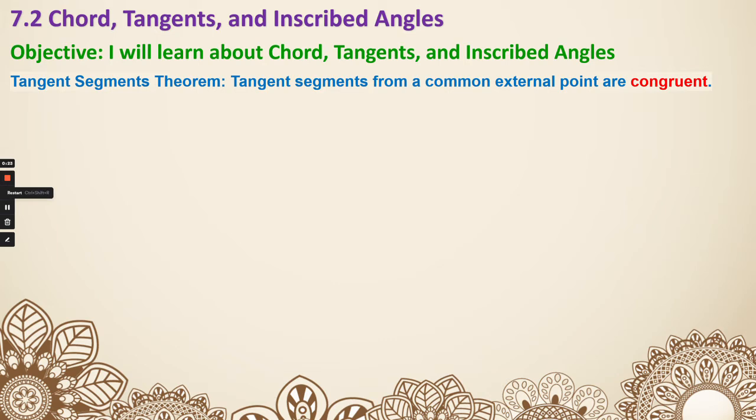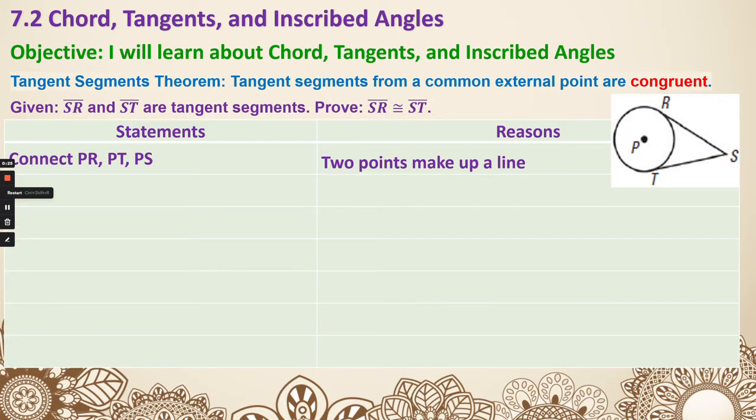So here is slightly different. This one, tangent segment theorem, is saying if we have a point outside a circle, and this point is going to form these two tangent lines, and they are actually congruent. So now let's see how we can actually prove that.